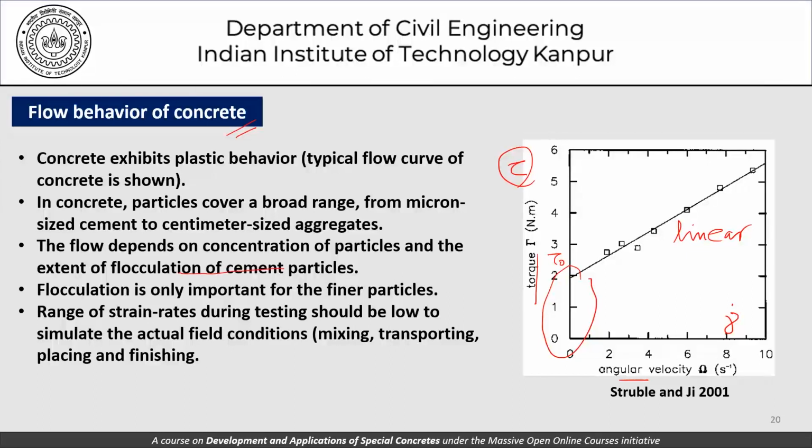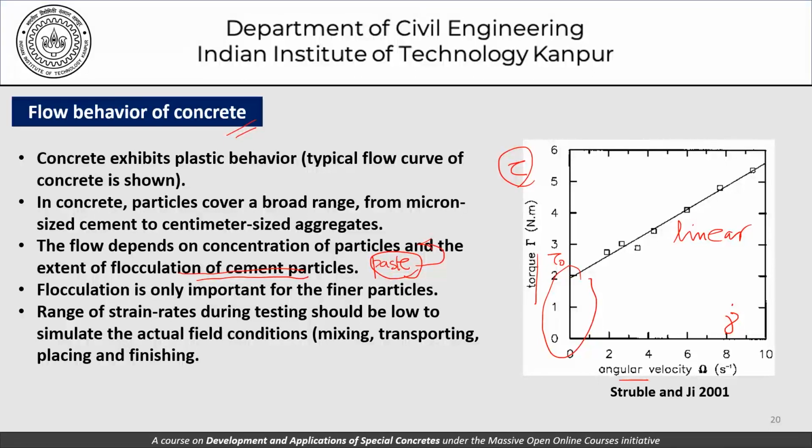Now, this extent of flocculation of cement particles effectively alters only the properties of paste. But this change in the paste properties also has a cascading effect on the properties that are observed for the mortar and that of concrete. So flocculation is important only for the finer particles.